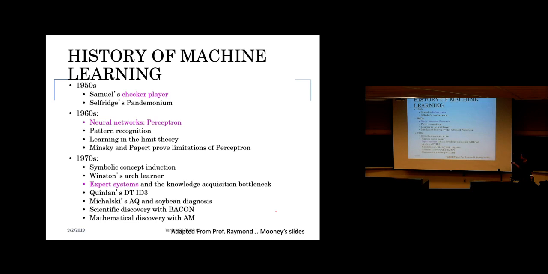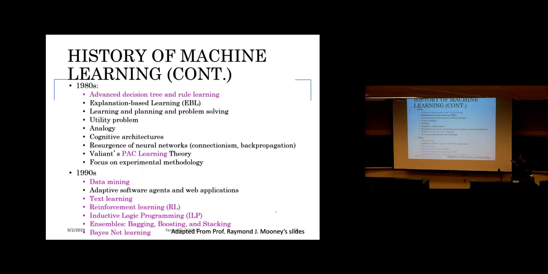And then later, there were neural networks, the current deep learning. It was invented in the 1960s. It's not invented now. It was invented many, many years before. And at that time, there was already the multi-layer perceptron. And then in the 70s, we have decision trees. In the 80s, we have advanced decision trees, and also in the 90s.